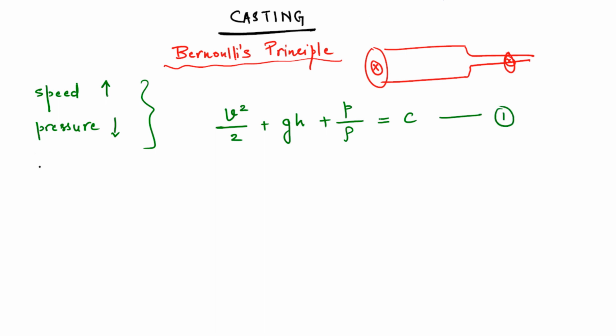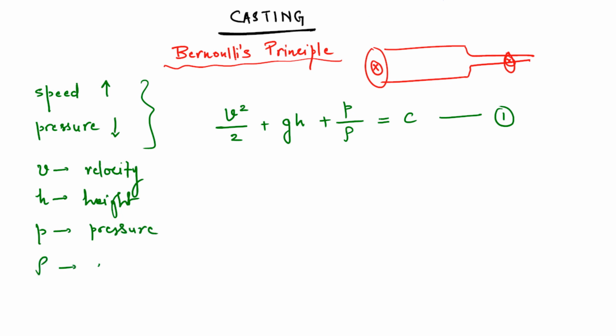Okay, so let me also quickly write down. V was our velocity, g you know already, h is the height of the liquid column, then P is the pressure, and rho is the density of the liquid or fluid. All right. Okay. So now let us apply this to the casting process. Now, what do we do? First of all, we need to take a very simple case.